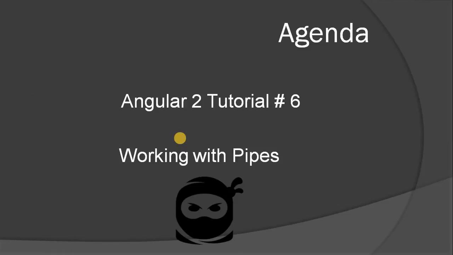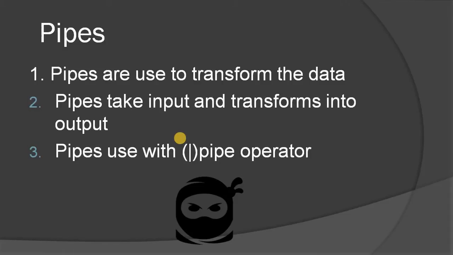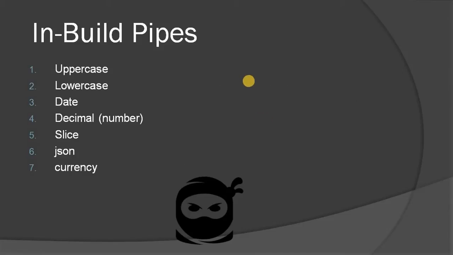So let's get started. Pipes are used to transform data: they take the input, perform some transformation, and give the output. We use the pipe symbol, just like you are seeing on the slide, which is the pipe operator. Angular provides some inbuilt pipes, and these are the inbuilt pipes provided by Angular.